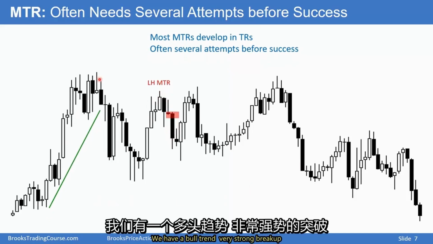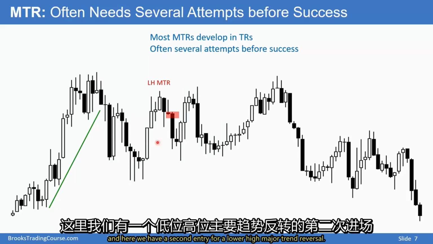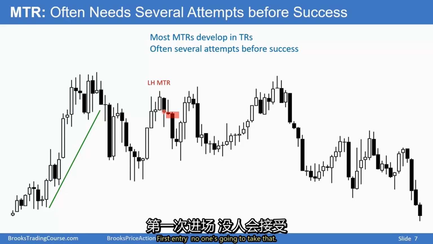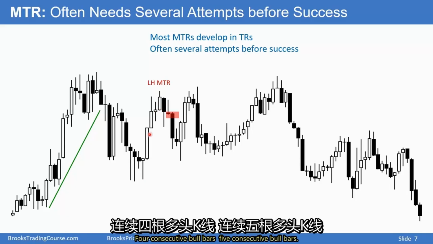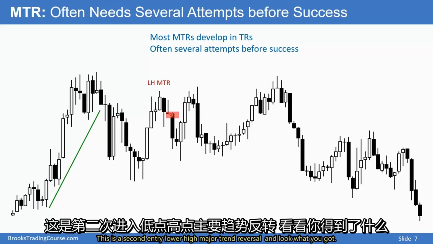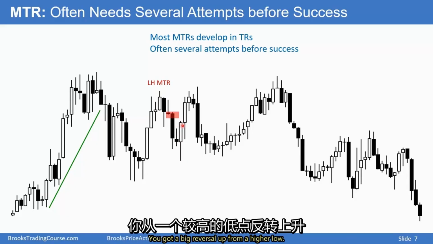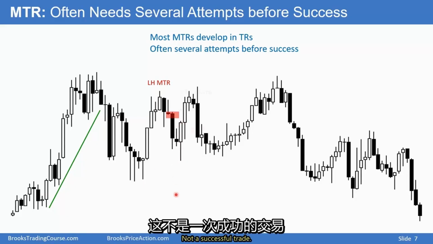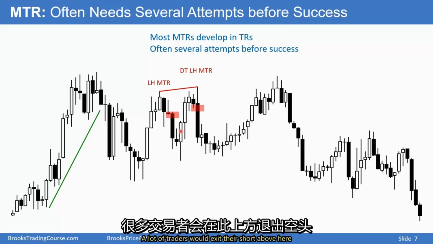We have a bull trend, very strong breakout, and here we have a second entry for a lower high major trend reversal. First entry, no one's going to take that. 4 consecutive bull bars, 5 consecutive bull bars. You wait for a second entry. This is a second entry, lower high major trend reversal. And look what you got. You got a big reversal up from a higher low. Not a successful trade. A lot of traders would exit their short above here.